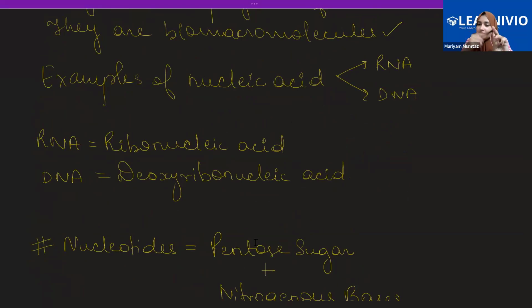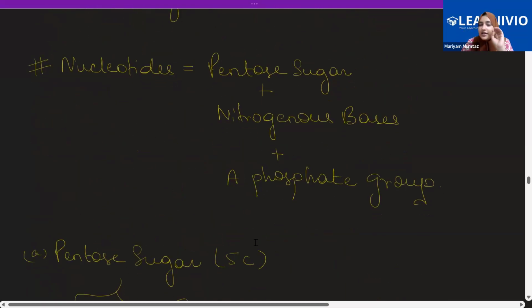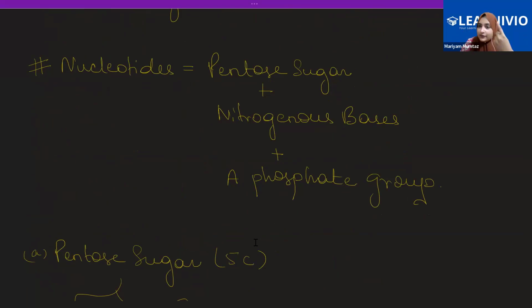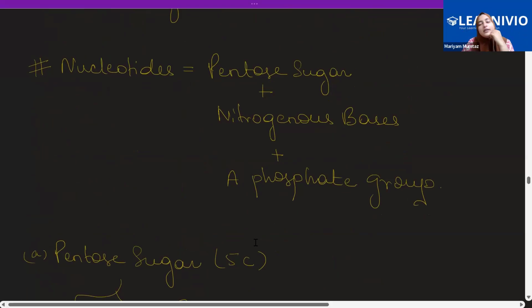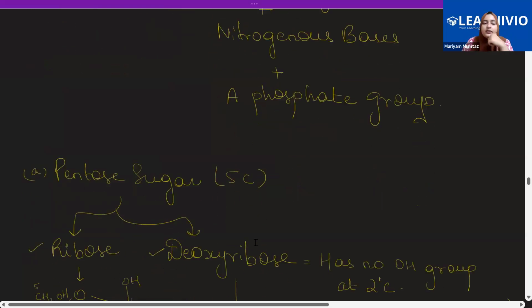Pentose sugar, everyone knows, a 5-carbon sugar, along with a nitrogenous base and a phosphate group. These three things together make one nucleotide. And when several nucleotides are present, they form the polynucleotide. So first we'll talk about pentose sugar.